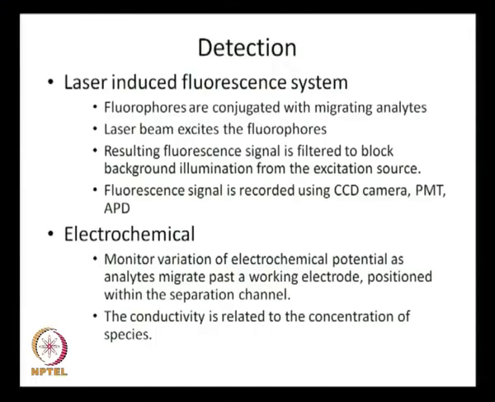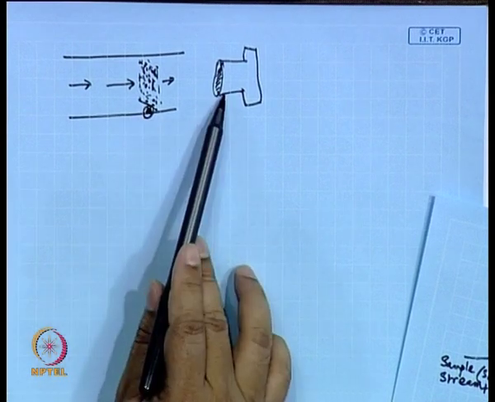So, the resulting fluorescent signal is filtered to block background illumination from the excitation source. The fluorescent signal is recorded using a CCD camera, PMT, or APD. So, this is a laser-induced fluorescence system. This laser source and the detector would be a part of the scanning device. They may not have to be a part of the microchannel, but would be next to it, and if this microscale wafer is optically transparent, then the light source and the detector can be held next to it.